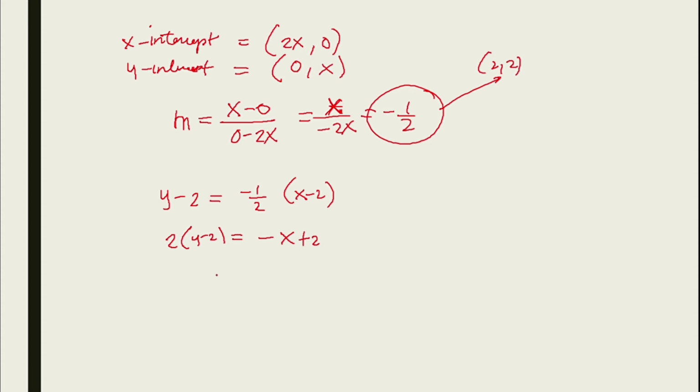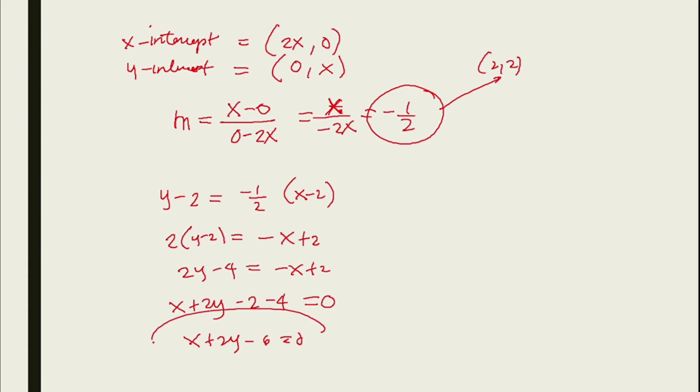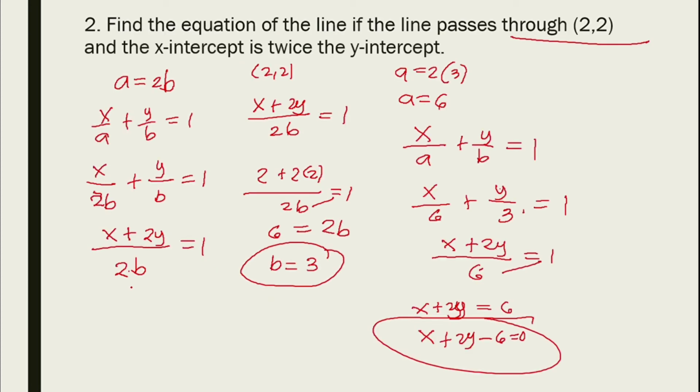So 2y minus 4 is equal to negative x plus 2. So we transpose it here: x plus 2y minus 2 minus 4 is equal to 0. Therefore, x plus 2y minus 6 is equal to 0. Okay, so that's it. We could solve like this, but the first method is recommended because the topic that I am discussing here today is all about the x-intercept and the intercept form. Since we are using the intercept form formula, this is highly recommended.